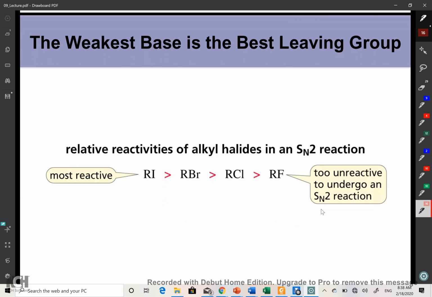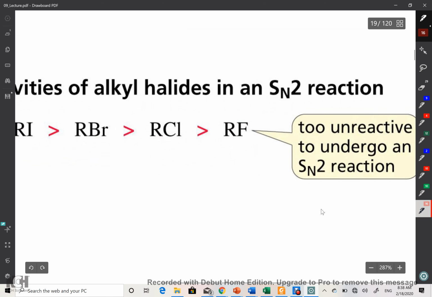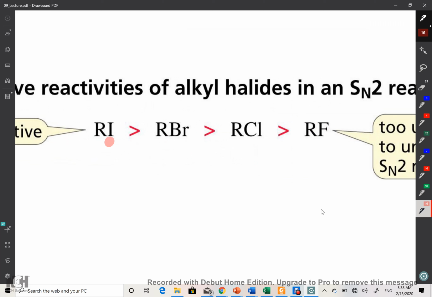Now we're talking about the leaving group. Let's talk about the leaving group. Remember I said the leaving group is also a factor that will cause the reaction to move faster. In terms of leaving group, the alkyl iodide, meaning iodine, or the iodide, is a better leaving group than the bromide, which is a better leaving group than the chloride, which is in turn a better leaving group than the fluoride. I want us to look at this trend. Iodide is a better leaving group, followed by the bromide, the chloride, and the fluoride.